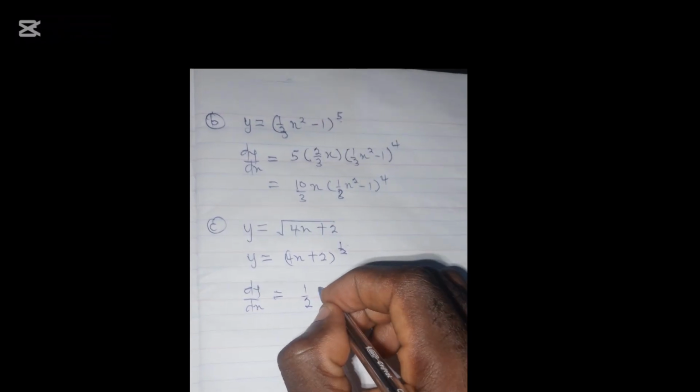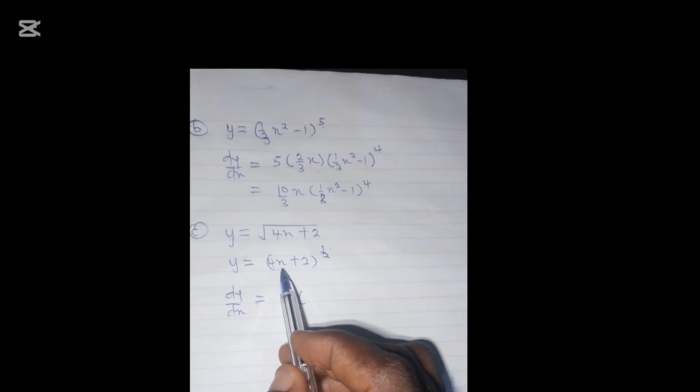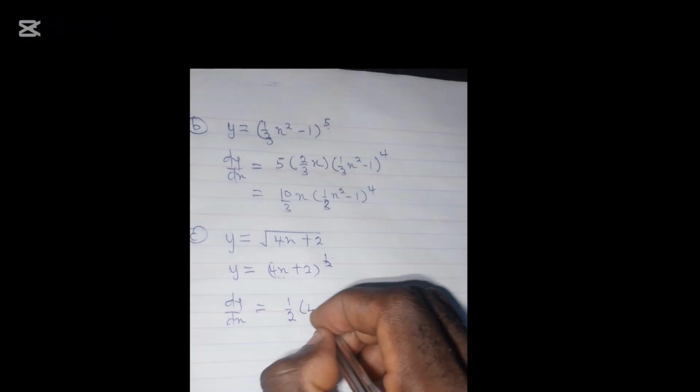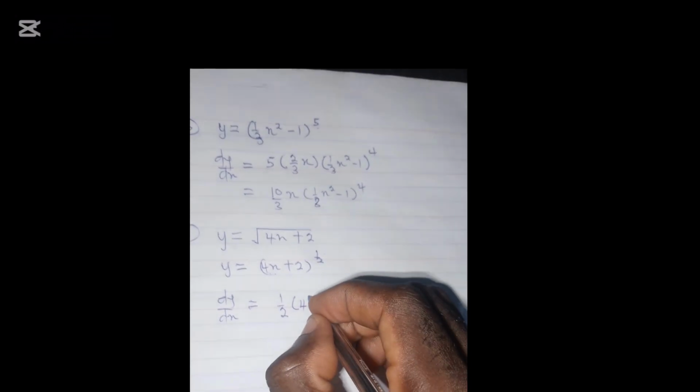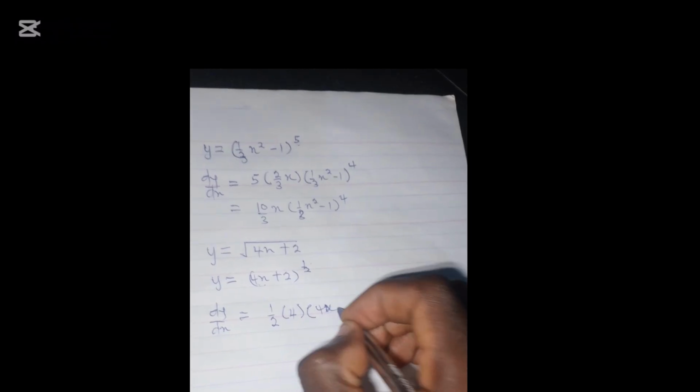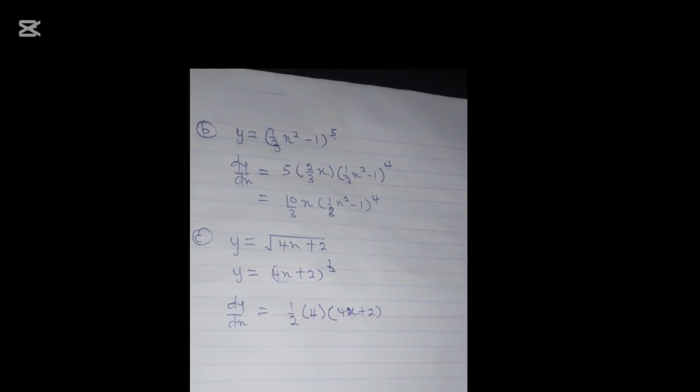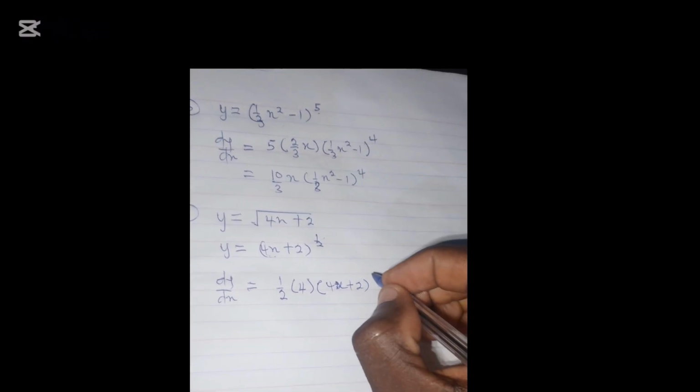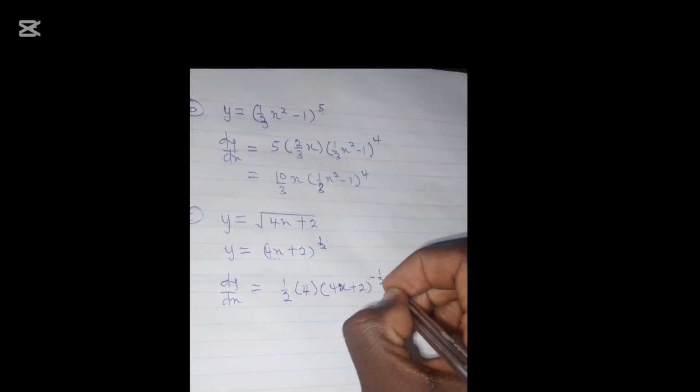Then you differentiate what is inside the bracket. What is inside the bracket is 4x plus 2. The differential of 4x is 4. And the differential of 2 is 0. So that is the end of differential for what is inside the bracket. And then you keep what is inside the bracket, which is 4x plus 2. And then you subtract 1 from the exponent of what is inside the bracket. Half minus 1 is negative half. Then after that, you simplify your answer.